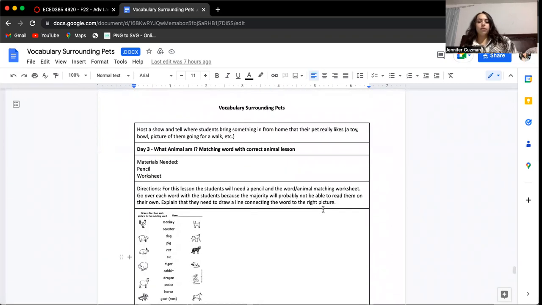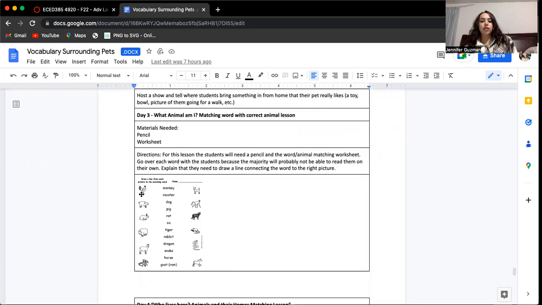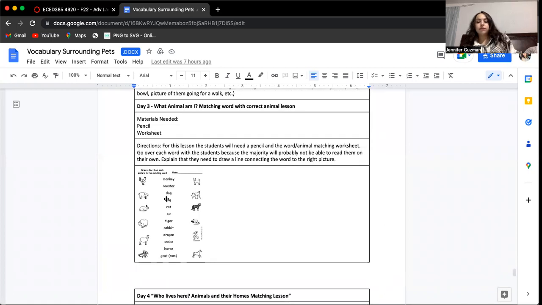Day 3, what animal am I? So this is a matching word lesson. You match the animal with the correct word. And this one you don't need many materials for. It's just the worksheet and the pencil.